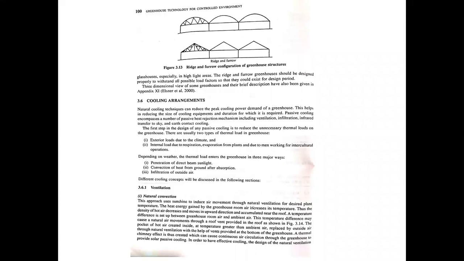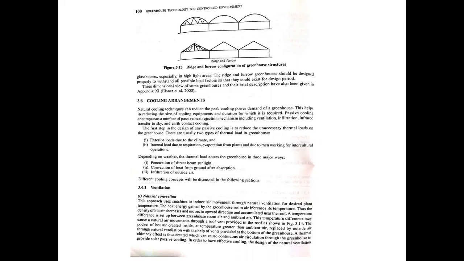Depending on weather, the thermal load enters the greenhouse in three major ways: penetration of direct beam sunlight, convection of heat from ground after absorption, and infiltration of outside air.